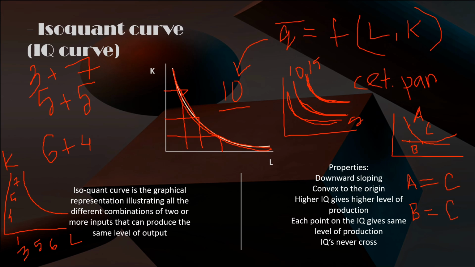Now, by basic algebra, we know A must be equal to B. But that's not possible, right? Because that violates our third condition itself, our third property. That is, a higher IQ must give us a higher level of production. That is, A cannot be equal to B, A must be greater than B. So what this proves is that our initial proposition that IQs do cross was wrong, which means that IQs never cross. I hope that clears that up. Now let's move on to our next topic.